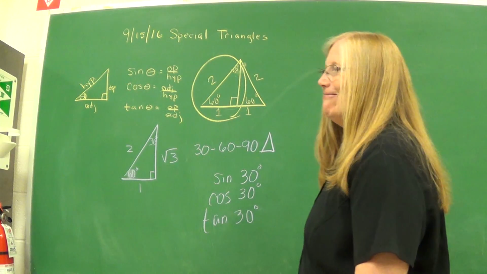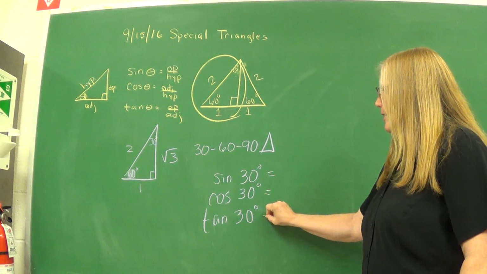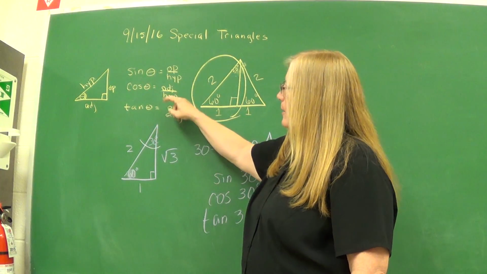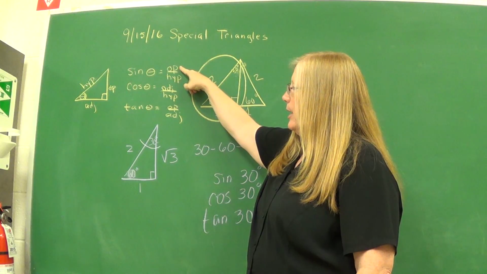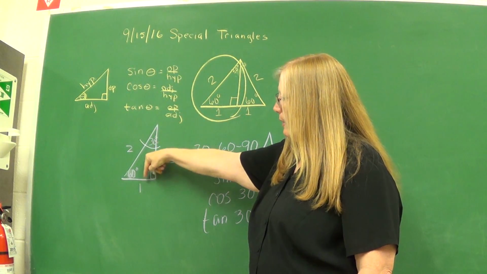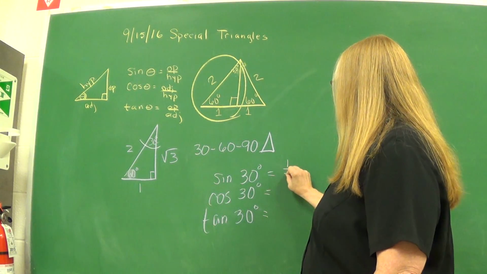Right angle. Alright, so now we can fill these in. The sine of 30, here's the angle 30. We want opposite of 30 divided by the hypotenuse. What side is opposite 30? 1 divided by the hypotenuse of 2.